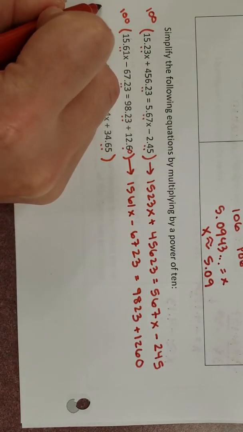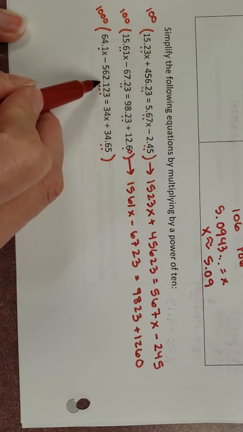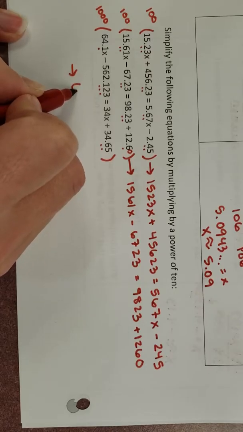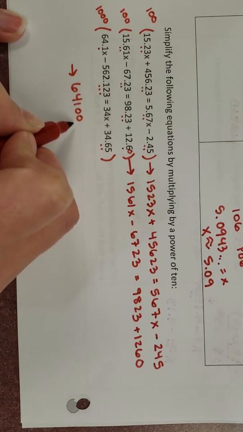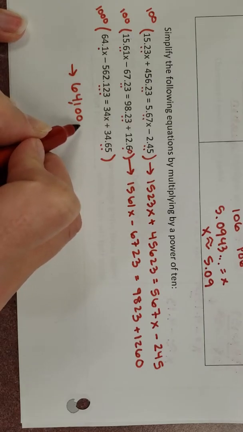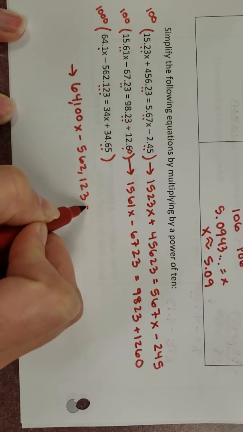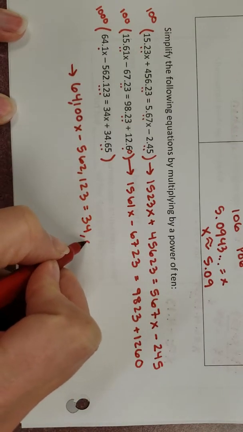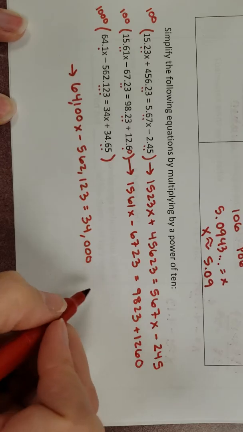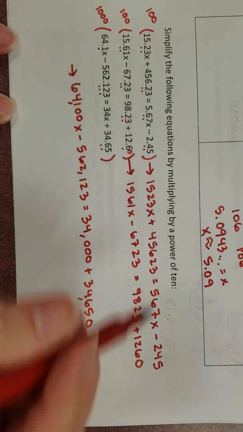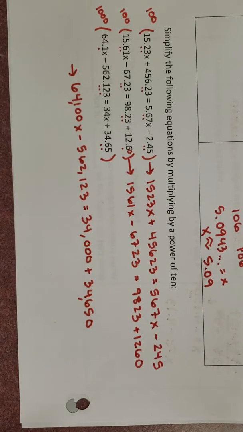All right, I'm going to multiply by 1,000. That will move my decimal 3 places to the right, and so it will become 64,000x minus 562,123 equals 34. Now 34 has 3 zeros after it, so it's 34,000 plus 3, 4, 6, 5, add that 0. And so those mean the same. So if that's helpful for you, great. And if not, it's great that you know about it, but you do not have to use it. You'll get the same result.